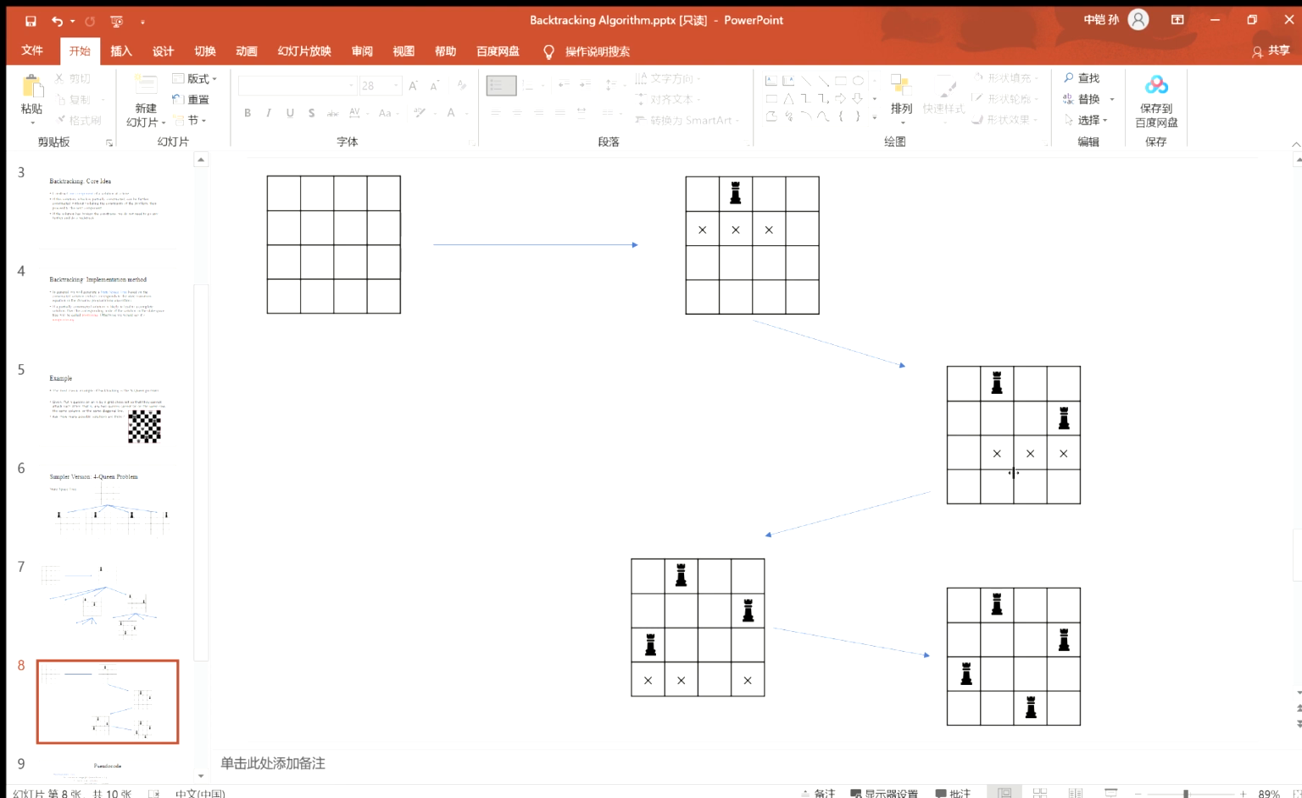And this whole procedure gives us one solution. The first queen is put here, the second queen is put here, the third queen is put here, and the fourth queen is put here. And that reaches our end position, or end condition. That is, we need to put 4 queens on our chess board, and this solution will be added to the final answer.